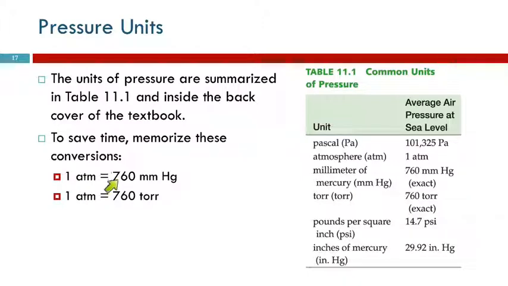These are the ones you should memorize just to save time. An atmosphere is equal to 760 millimeters of mercury or 760 torr. Those units are exact. The numbers are exact, I mean. Okay, so this is not 2 sig figs. That's exact. They're defined that way.